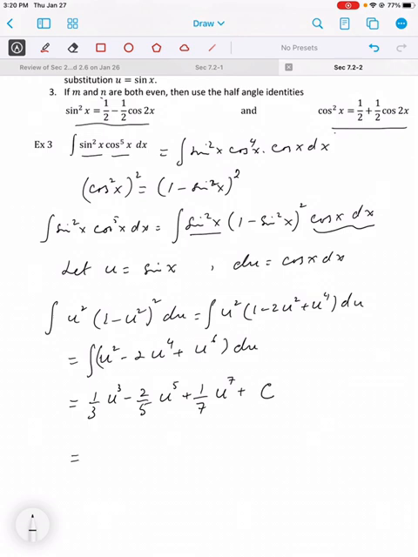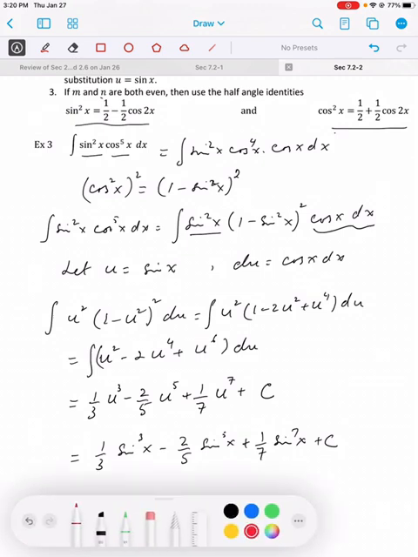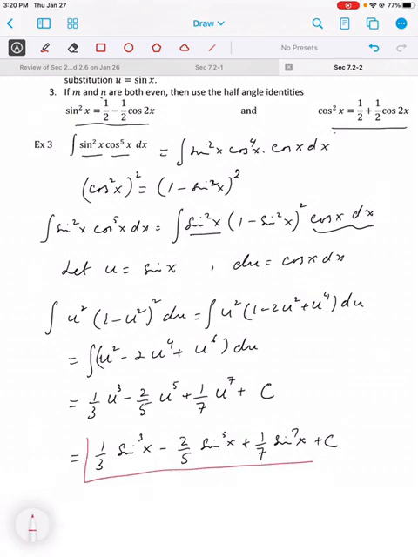And then now put the u back in terms of x. So we have 1 over 3 sine cubed x minus 2 over 5 sine to the 5th of x plus 1 over 7 sine to the 7th of x plus C. So that is the antiderivative.